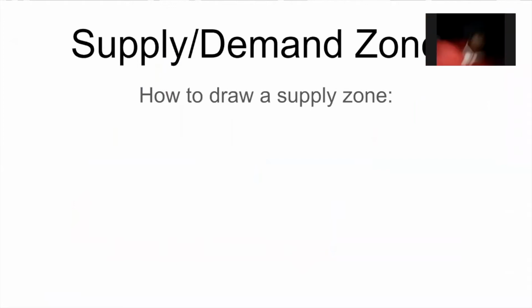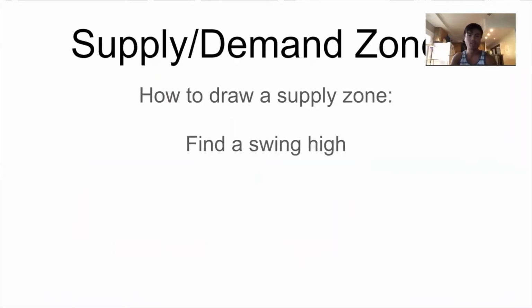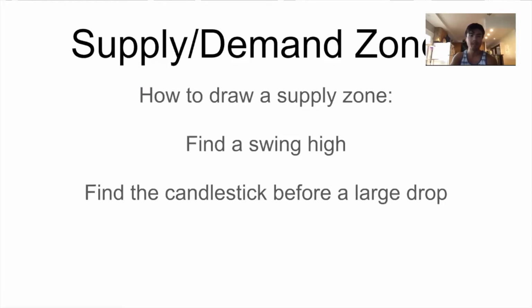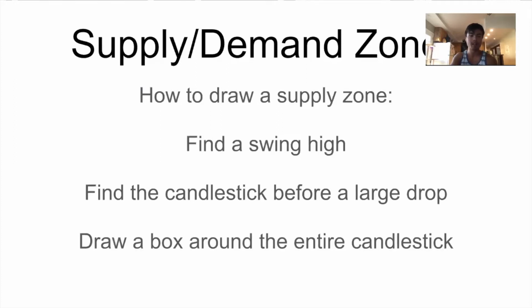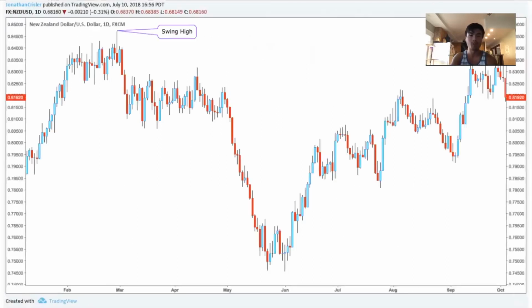So how do we draw one? They're pretty simple. There's more than one way of drawing one. This is the most basic way of drawing it. This way you won't run into trouble, because the other ways are more of your kind of visual observation. This one actually has set rules. So the first thing you're going to do, just like a trend line, is find a swing high. Find a candlestick before a large drop, and then draw a box around the entire candlestick before the drop.